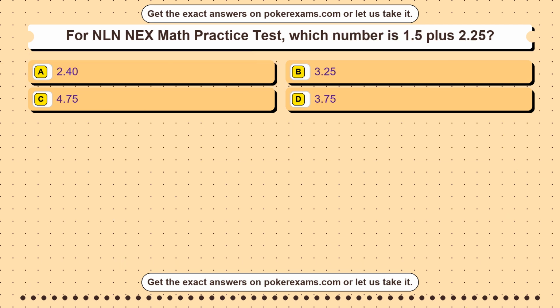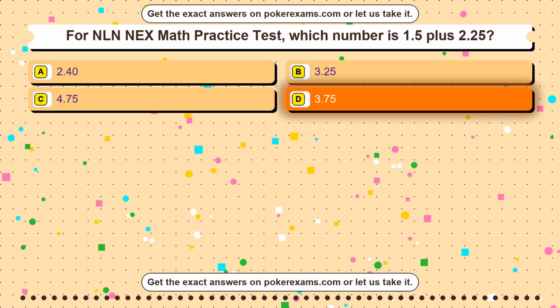Question 22. For NLN NEX math practice test, which number is 1.5 plus 2.25? Option A, 2.40. Option B, 3.25. Option C, 4.75. Option D, 3.75. The correct answer is option D.